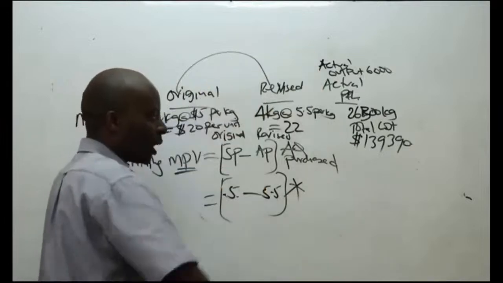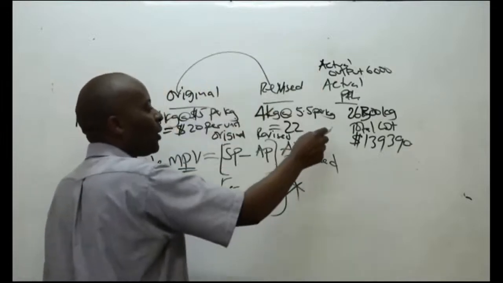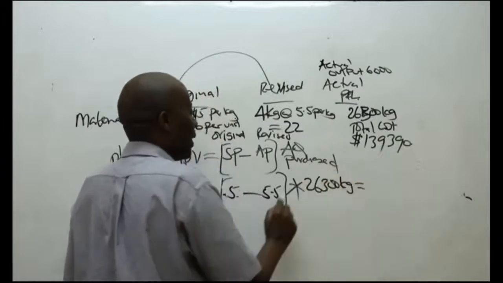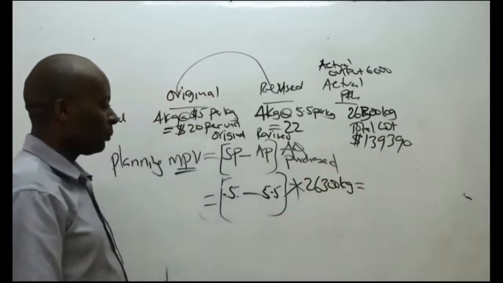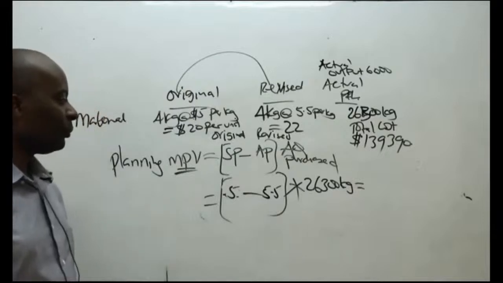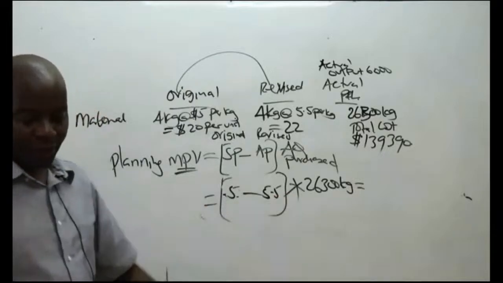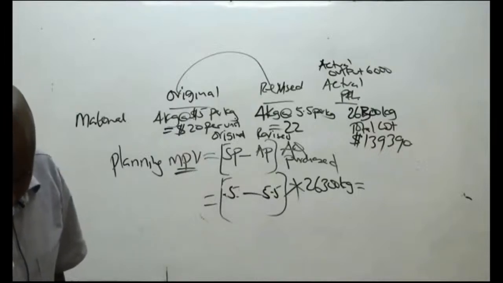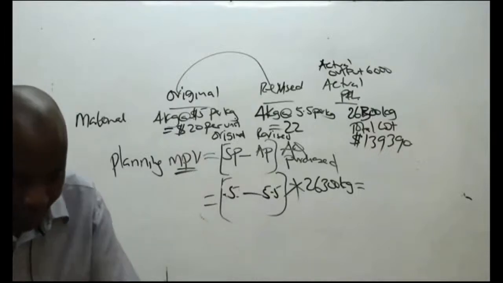Now we go to the actual information. Actual quantity purchased was 26,300 kilograms. Could you kindly give me that answer?